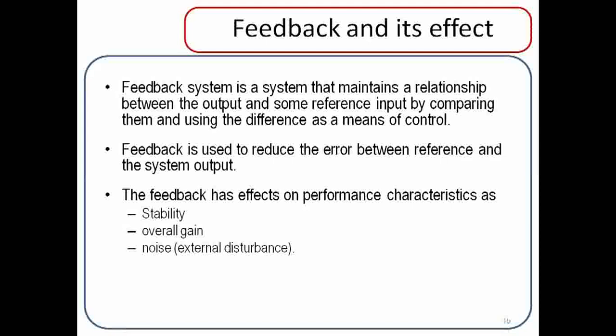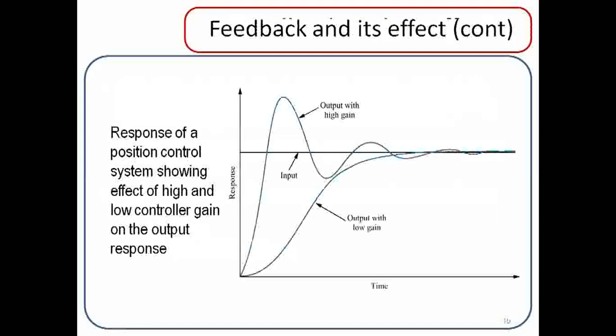But we have a point. Feedback has effects on performance characteristics also, because stability will not be maintained, since modifications are always encouraged here. If the feedback signal comes into force so that an error needs to be specified, a regular process needs to be halted, and for that the stability will not be maintained and the overall gain will be much less. And external disturbances create some noise signals. These are some of the feedback and its effects.